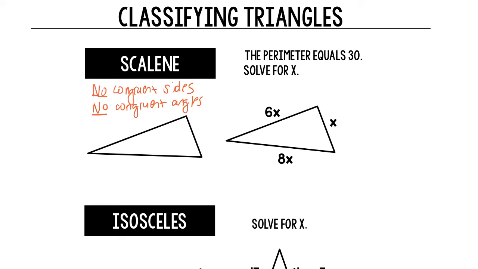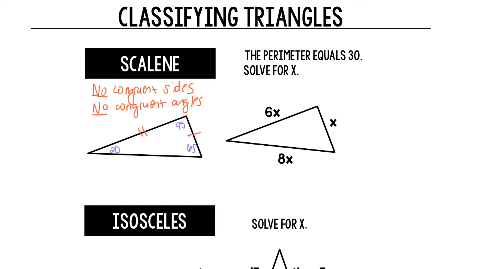So that means if this line is one value, this one's another, and the bottom line here is a whole other value. The same thing goes for the angles. This angle might be 95, and this one is 65, and this one is 20. None of the angles are congruent, none of the sides are congruent.